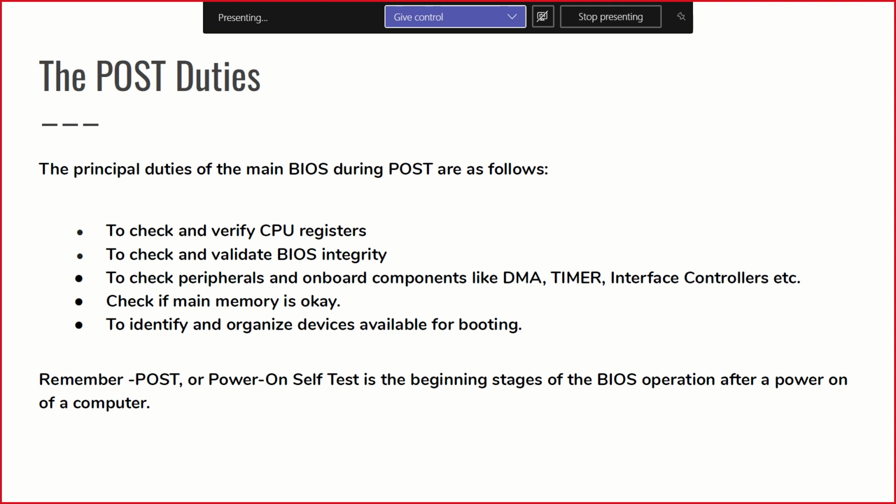Then it checks for BIOS locations, BIOS integrity. Whatever content the BIOS has got, whatever settings the BIOS has been enabled with, will be checked. It checks all the peripherals which include DMA. DMA is direct memory access. It will be too high for you to understand if I tell you now, so skip it. Timer. There are timers available on board. Interface controllers. There are controllers which will enable you to interface your HDMI, your cables that enable you to connect your keyboard. All those come under the interface controllers.